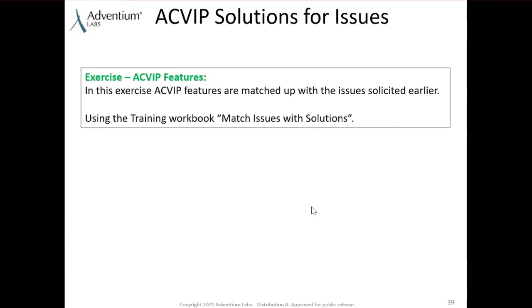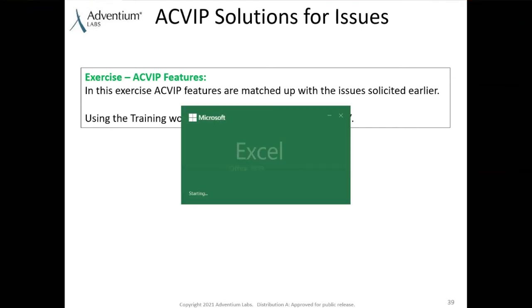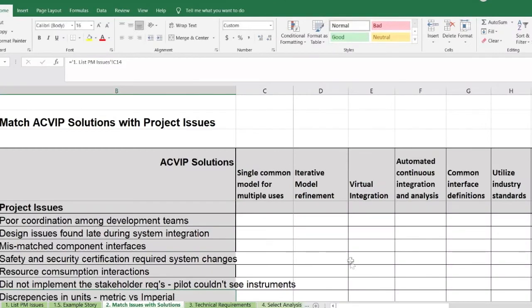So now, Adam, I think we can look at some of the issues that were presented in the chat and some of these that fell out of the video. I want to show you that when we work through the class, we're going to be using an Excel workbook. We've got different tabs in the workbook for different steps in the ACVIP workflow. This is one of the early tabs where we start listing out some of the issues that can befall program management. And across this row, we have the solutions that I just mentioned. So we've got virtual integration, autonomous analysis, common interface definitions.